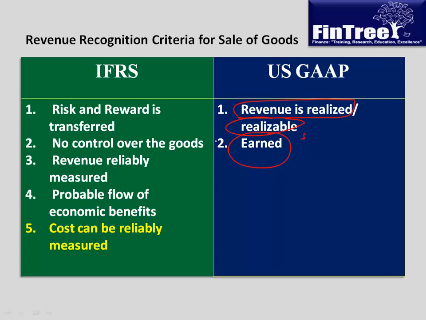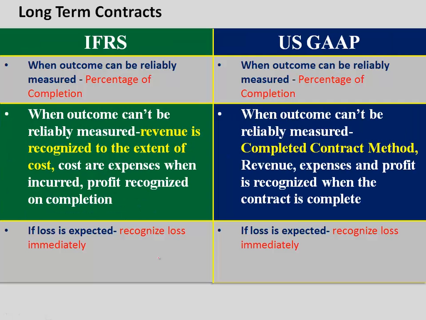Again, for the exams, I don't think you need to remember all the 5 points in IFRS and US GAAP. Just remember the 5th point in IFRS, which says that cost can be reliably measured. Imagine a scenario where it is difficult to measure the cost of a particular good which has been sold. In that case, it is not satisfying the revenue recognition criteria, and therefore maybe the revenue recognition should be deferred. Alright, so let's move on to the subsequent point, long-term contracts.